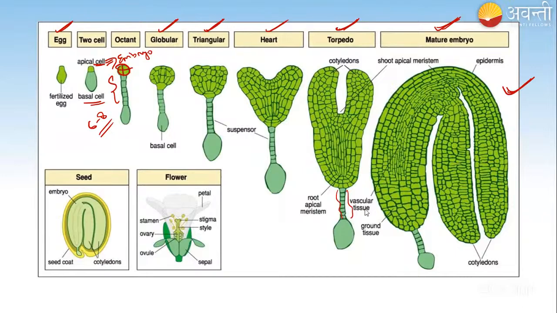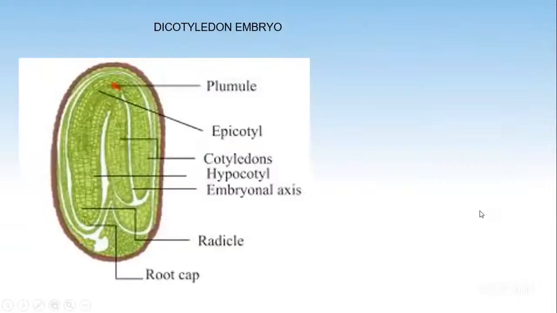Now let us talk about, I already told you that the formation of the embryo is similar in the monocot and similar in the dicot. The embryo after formation is different, but the stages of embryo formation are the same in both monocotyledon and dicotyledon. Now let us talk about the dicotyledon embryo, guys. Kindly see here.